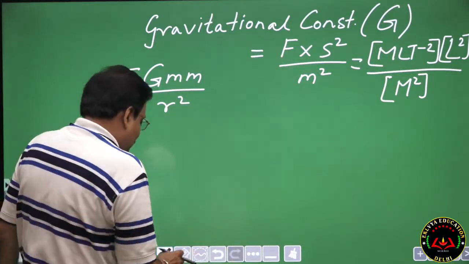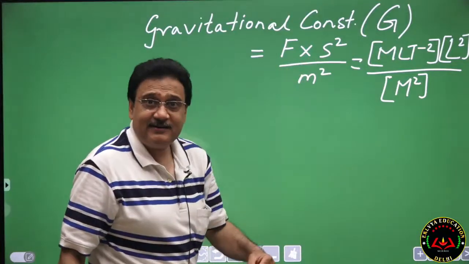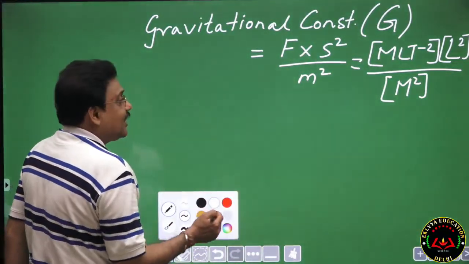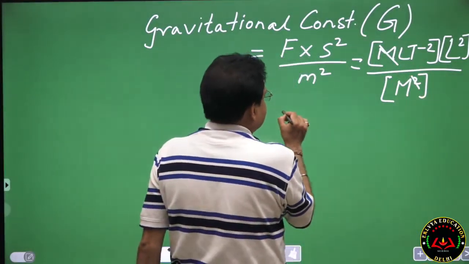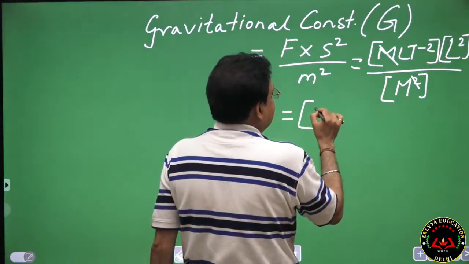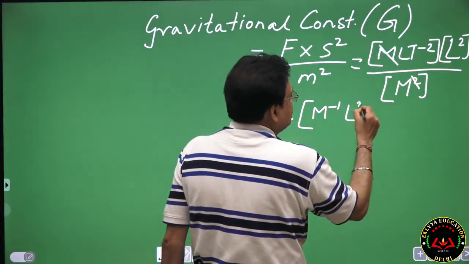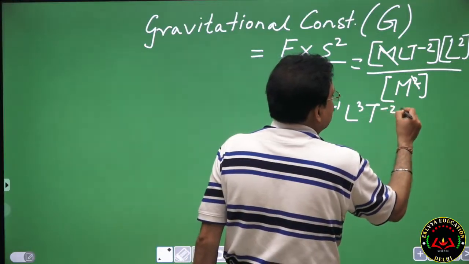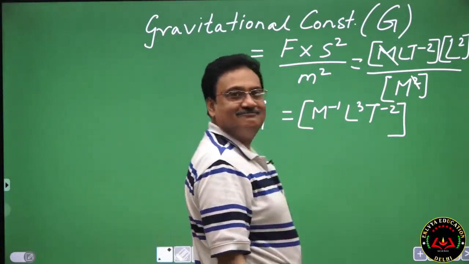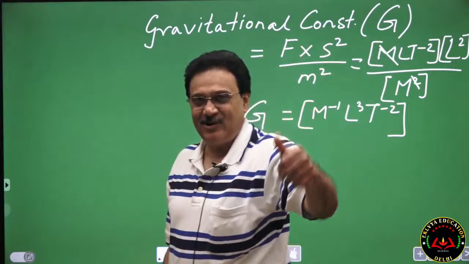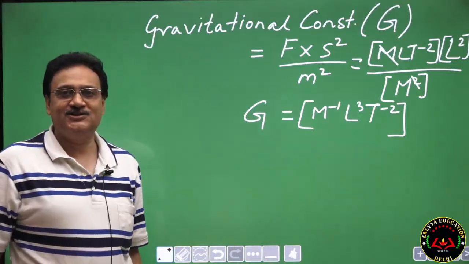So अब इसका जो now interesting thing, अब हम इसका what we will do is that इसका dimension we can find out. So dimension, how to find out dear? See, m एक m cancel हो गया. Final answer, m to the power minus 1 L cube t to the power minus 2. So ये है आपका G का dimensional formula. Good, okay. So G equals to, this is the dimensional formula for G.